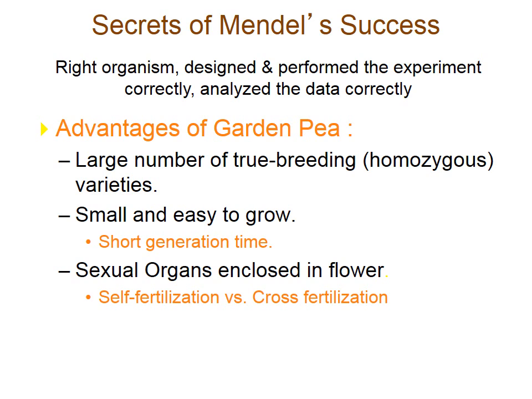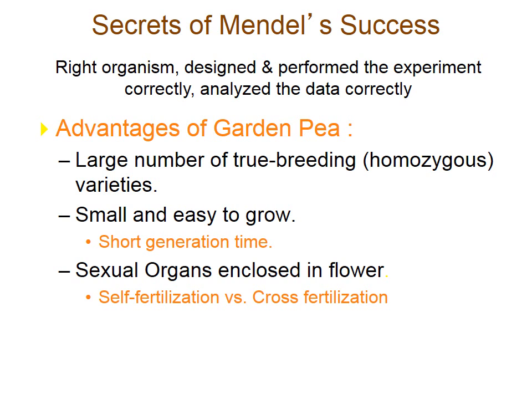Variety. Oh, and being able to control the variation. The pea plant was a good organism, a good system for that, because the sexual organs of the pea plant were enclosed in a flower. So that meant that you could either self-fertilize the pea plant or you could cross-fertilize. You could specifically make the crosses that you want.